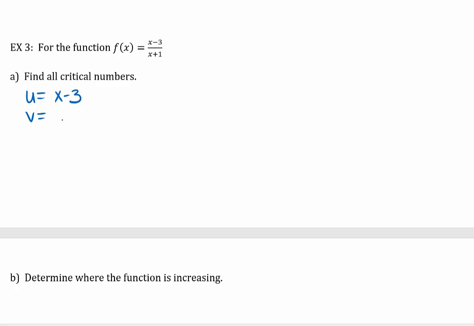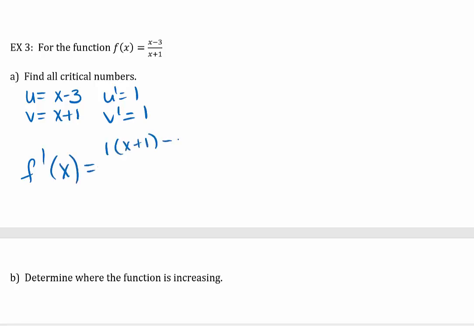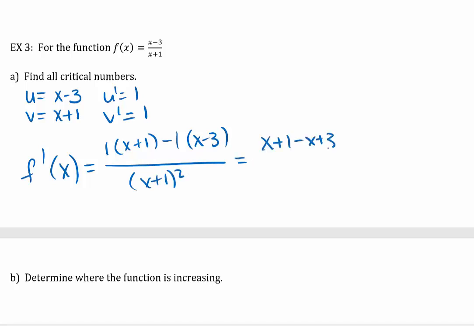My u is x minus 3, my v is x plus 1. So u prime is 1, v prime is also 1. Using the quotient rule, I take u prime times v minus v prime times u all over v squared. I distribute, combine like terms, and I'm left with 4 over (x plus 1) squared. So there's my derivative.